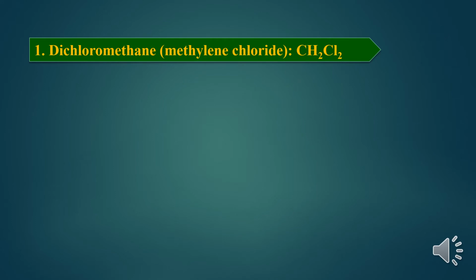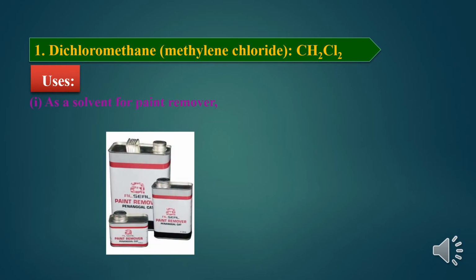Now, the first compound is dichloromethane, also called methylene chloride, CH2Cl2. Uses of dichloromethane: first, as a solvent for paint remover. Easily it can remove the paint from the walls.